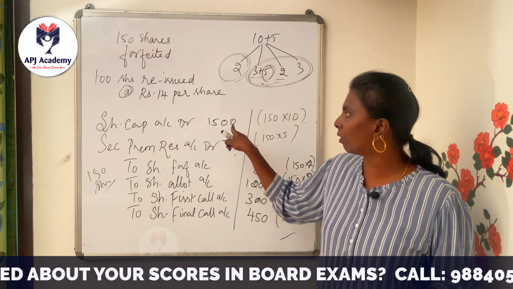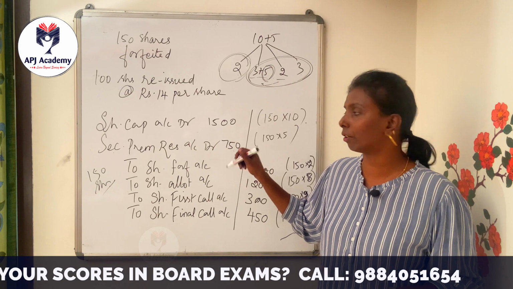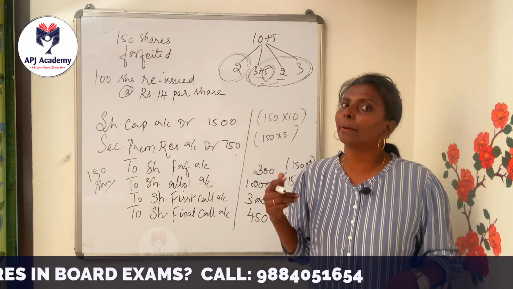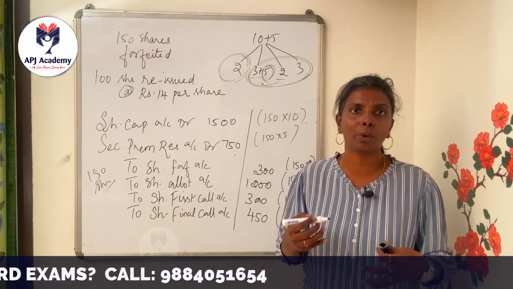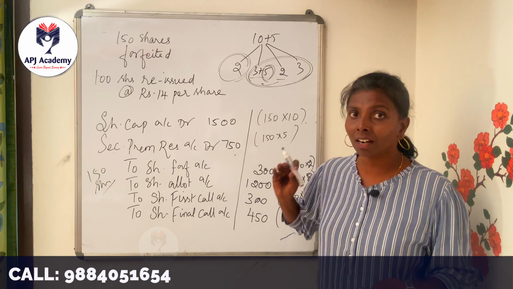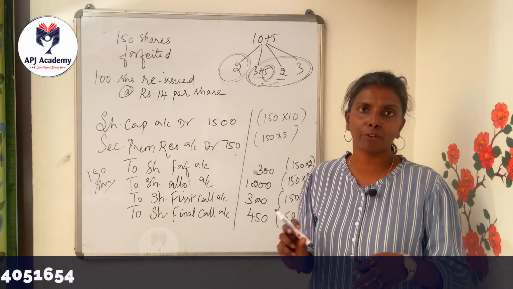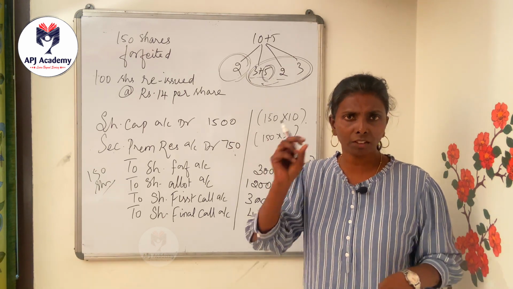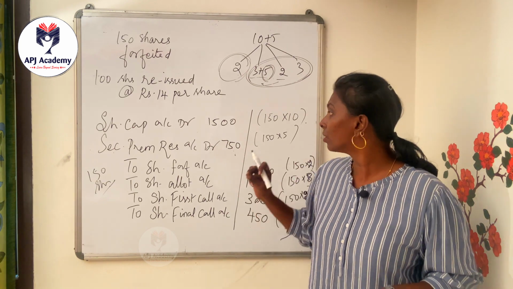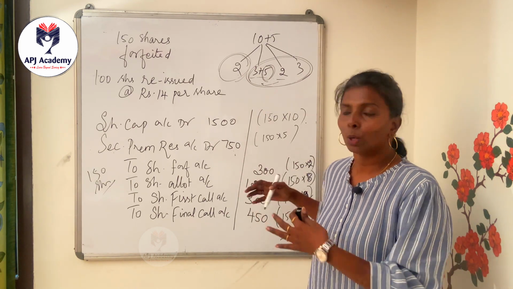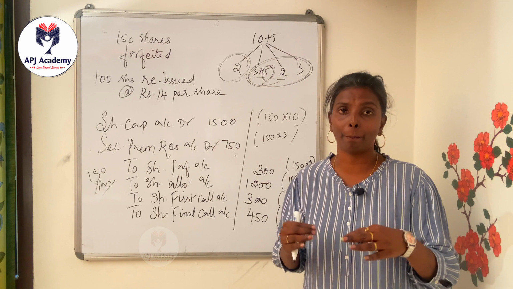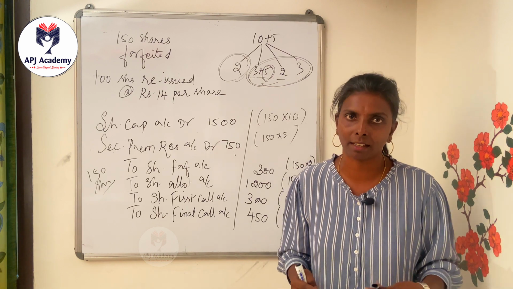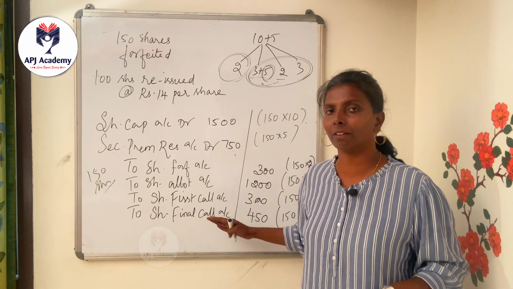So do not take this as a balancing figure, because many of the students, I see, are making that mistake. Don't do that. Understand what amount has to be filled in each entry. Then when you complete the entry, even if you make a mistake, you'll be able to find that out. So I'm sure you would have understood this.